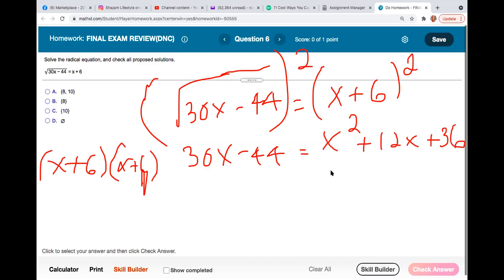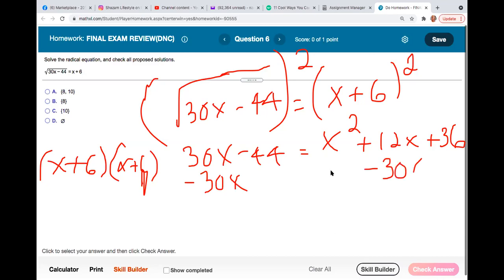So you can work it out on the side if you want to. You don't have to if you remember the patterns. And now you have a quadratic equation you need to solve. So to solve this quadratic equation, we need to first isolate the quadratic, set the quadratic equal to 0.